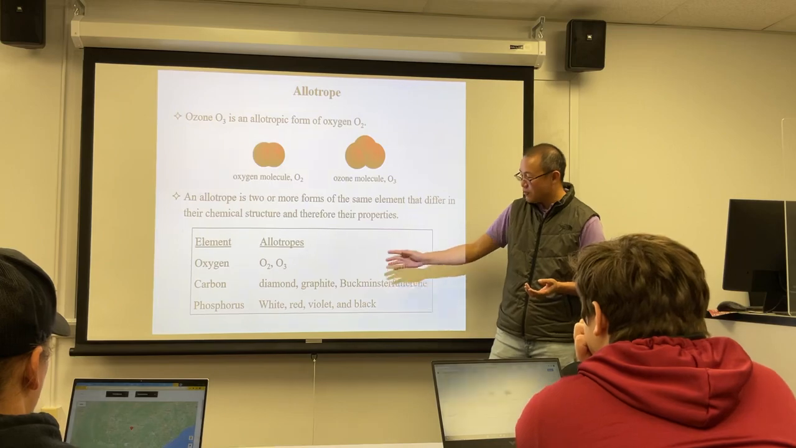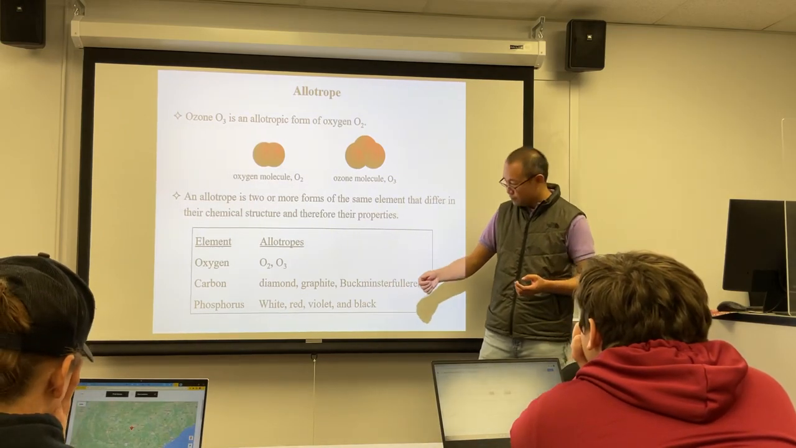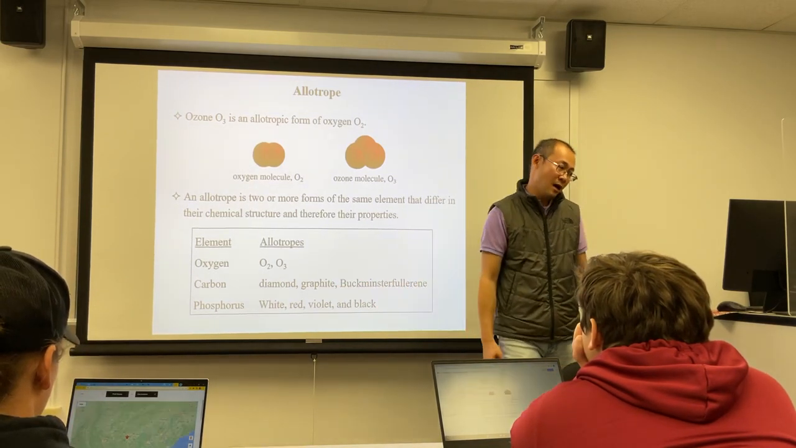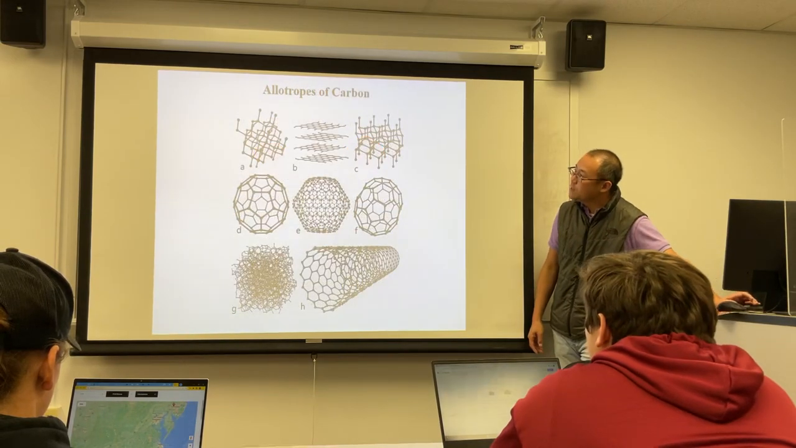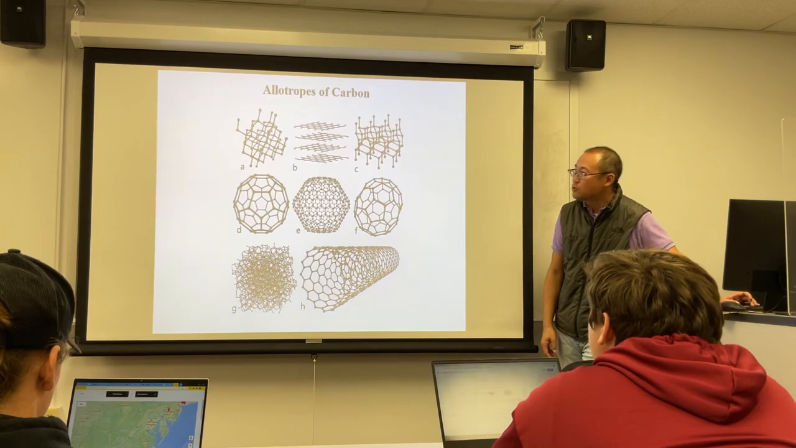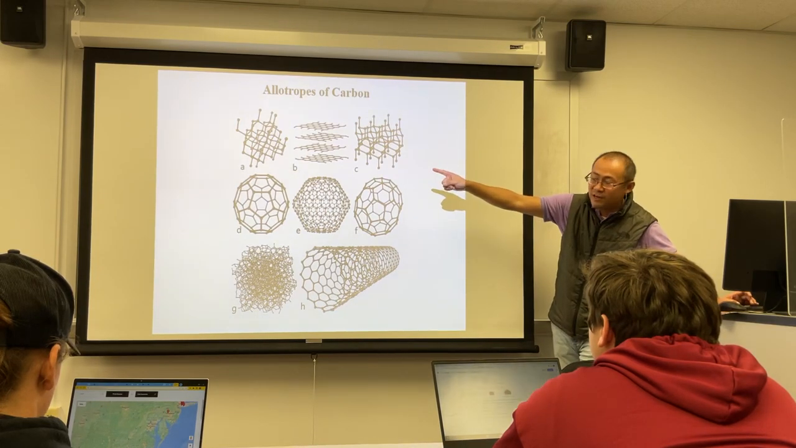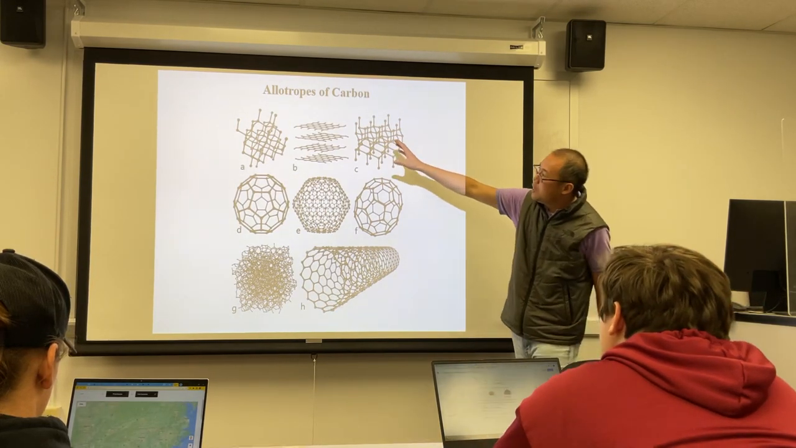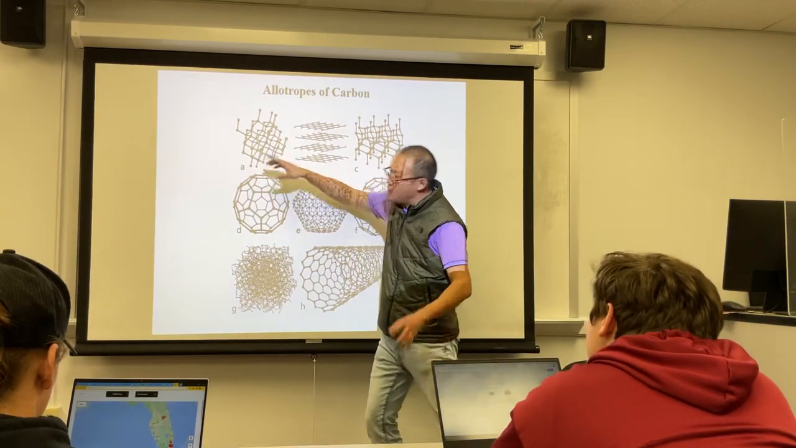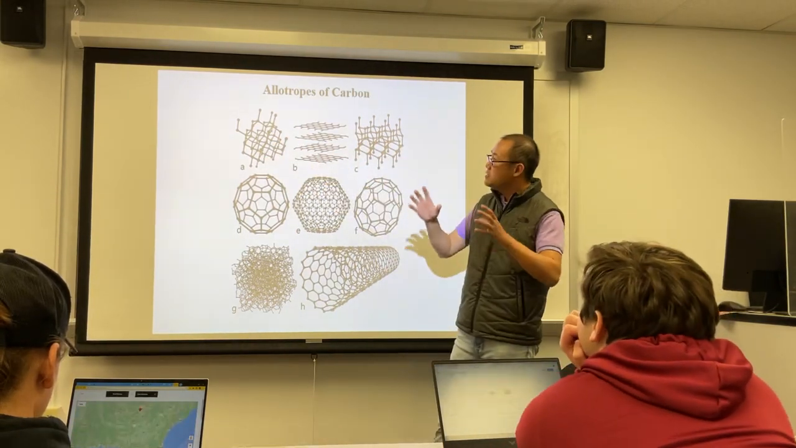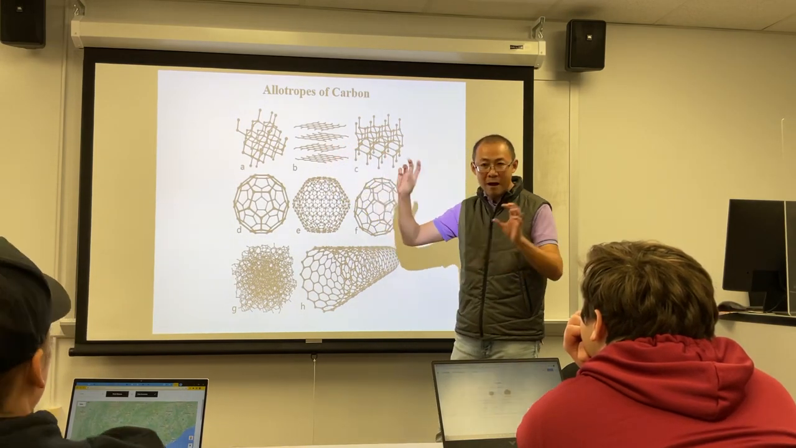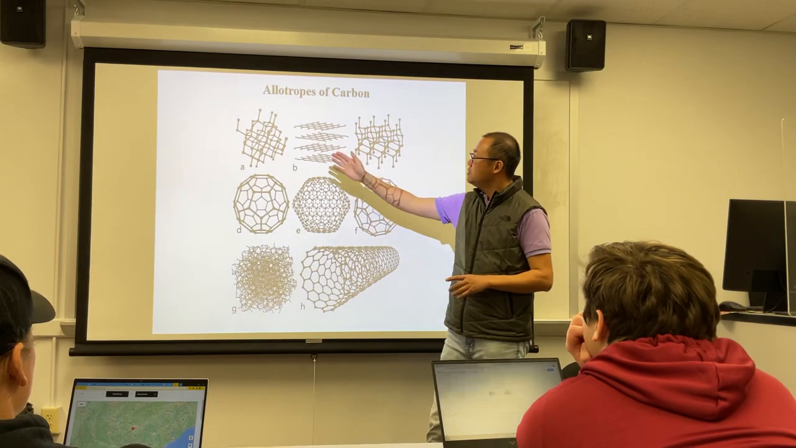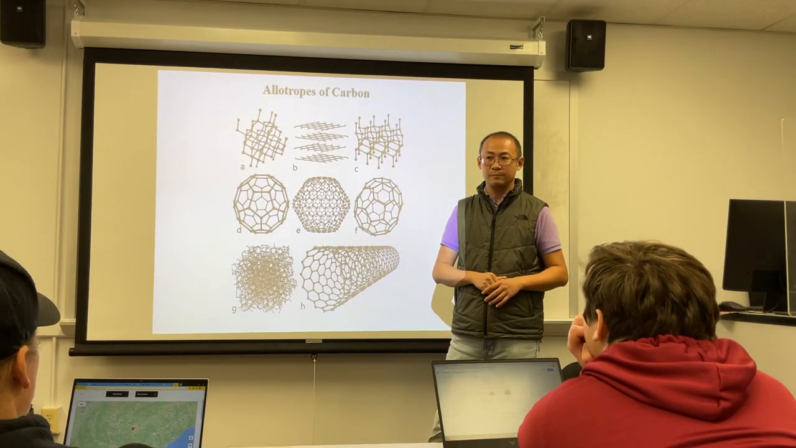Besides that, we have other types of carbon. I'll show you the next picture. And phosphorus also has many allotropes, distinguished by different colors. This picture shows you different types of carbon allotropes. The first one is diamond. You can see how carbon atoms are arranged in diamond. That's why diamond is beautiful in an organized crystal form, because its microscopic view is very nicely organized.